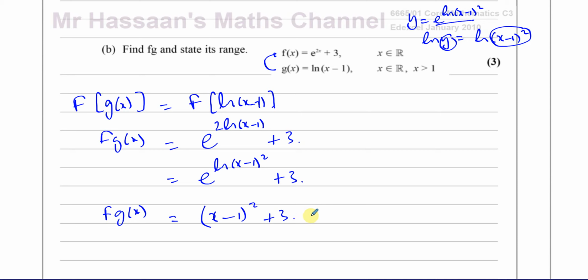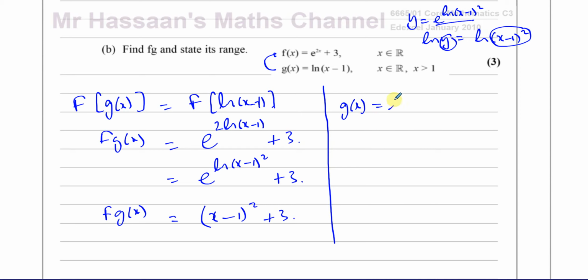Now, what is the range of this function? This is where we have to think a little bit. fg of x is where you put g inside f. Now, g has a domain, x is greater than 1. And the range of the function g, if we think about it, is going to be what?